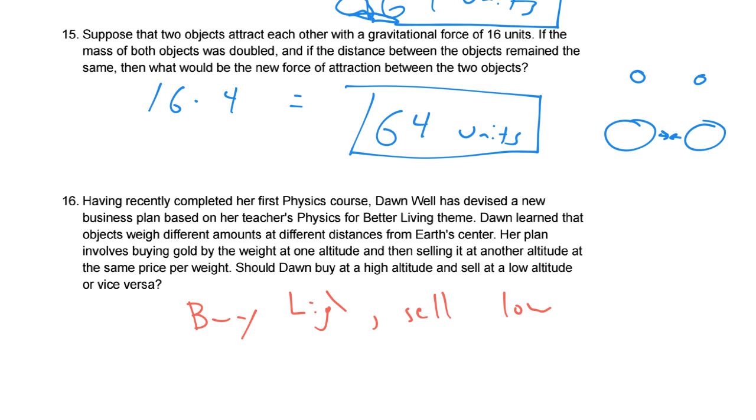The reason for this is at a higher elevation, gravity is going to have a lower impact, and therefore the gold will be lighter, and you'll get more. If you're buying per kilogram, you'll get more gold per kilogram, and therefore more for your money. And then when you bring it back down to a lower altitude, its weight should go up, and you should be able to sell it for more. Now, I will say that this difference is so tiny that you could never actually turn a profit off of this, but it's an interesting idea.